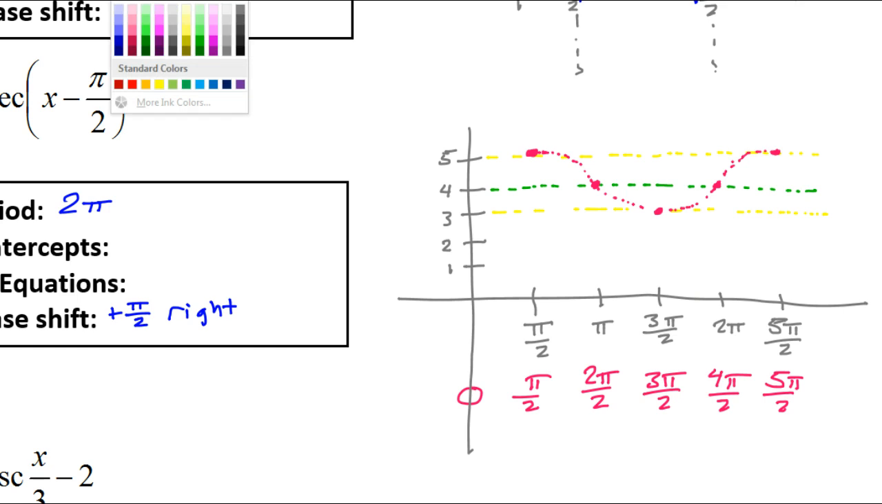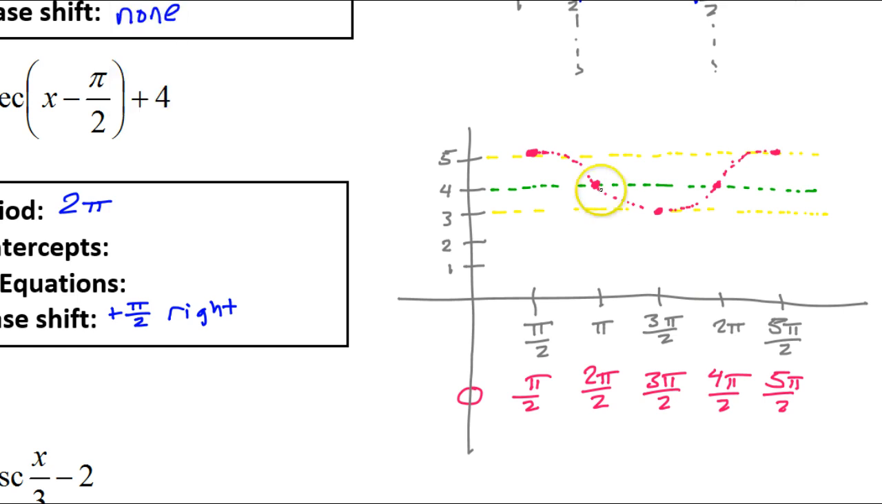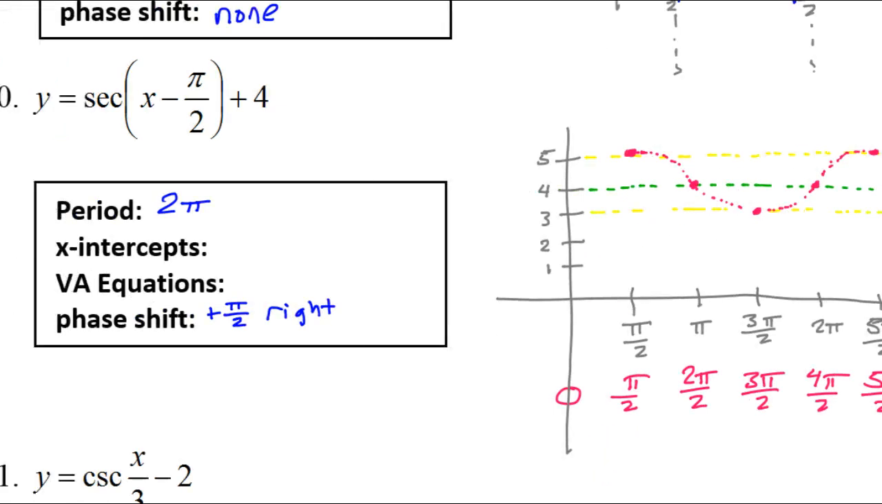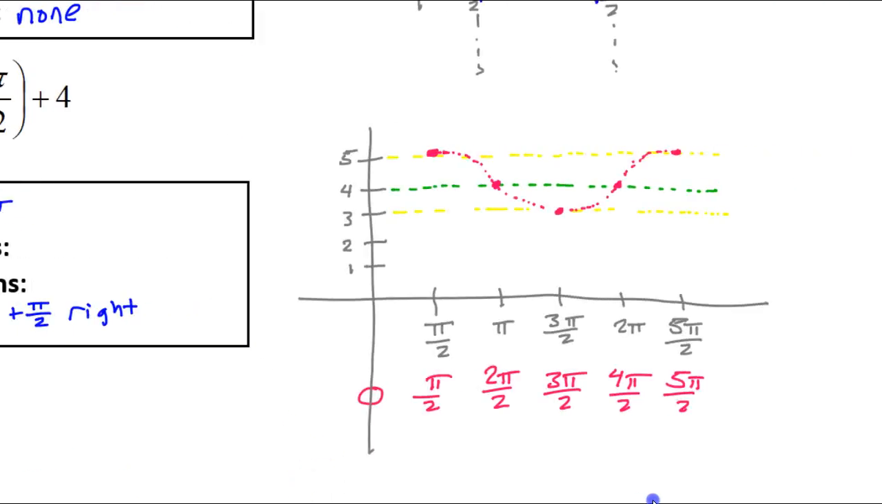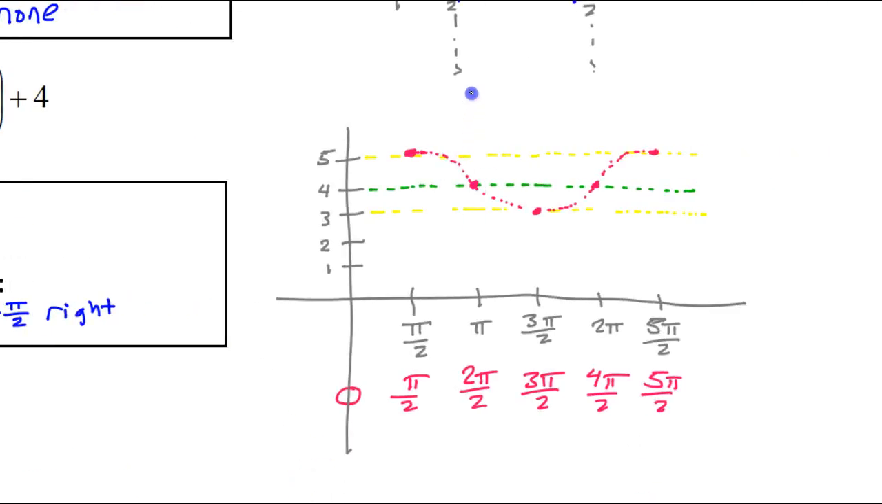I've learned that there will be vertical asymptotes where the cosine hits the midline, because that's where cosine was 0 when we were dealing with the x-axis. And that's what creates asymptotes. All right? So there's going to be an asymptote here at pi, and there's going to be another one here at 2 pi.